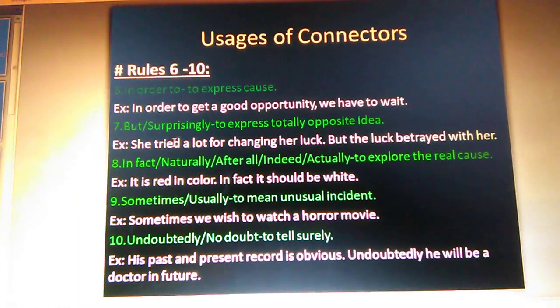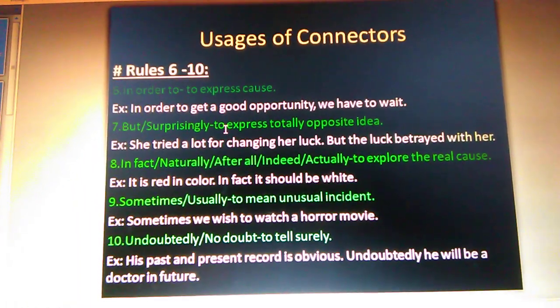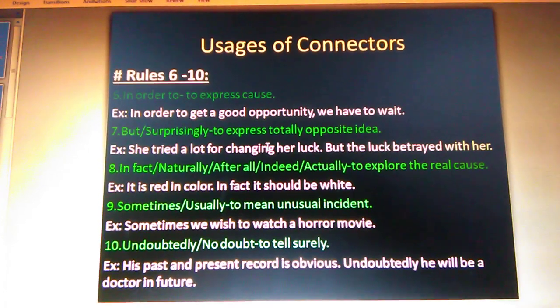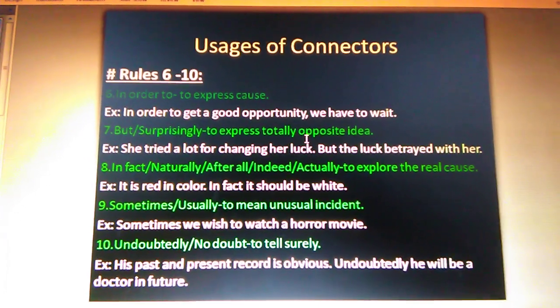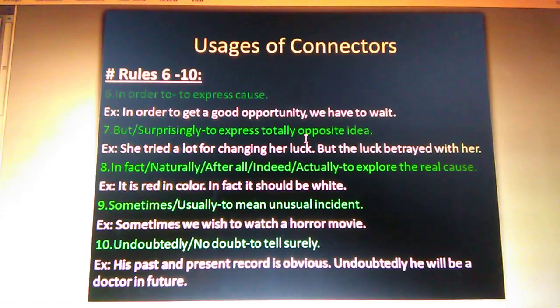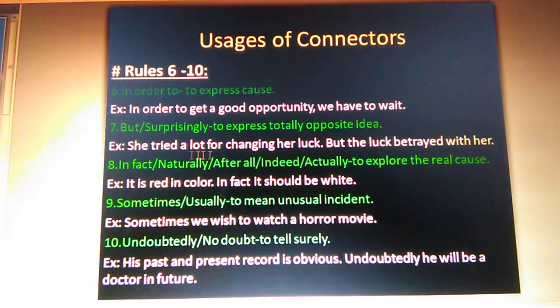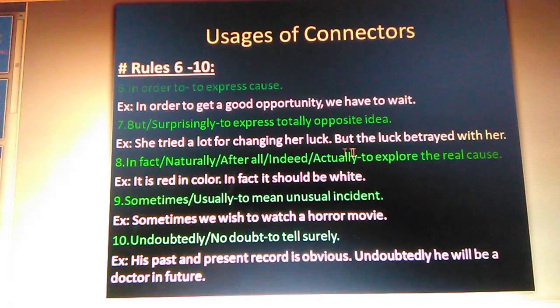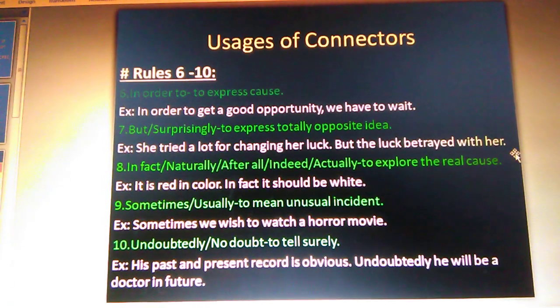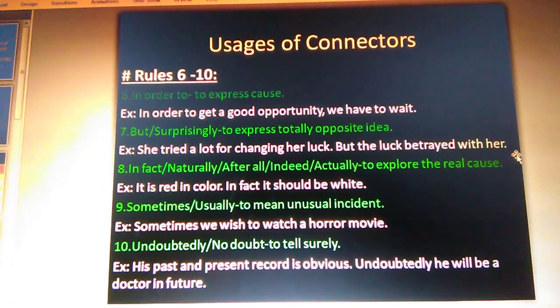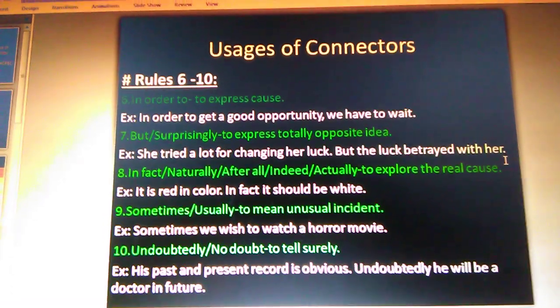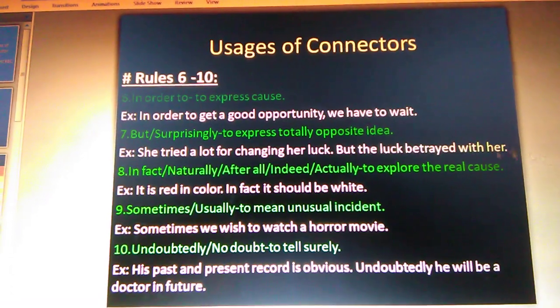But or surprisingly, both of these are synonymous. These connectors are used to express a totally opposite idea. She tried a lot for changing her luck, but the luck betrayed her. So she tried a lot, but the next one is totally opposite: the luck betrayed her.